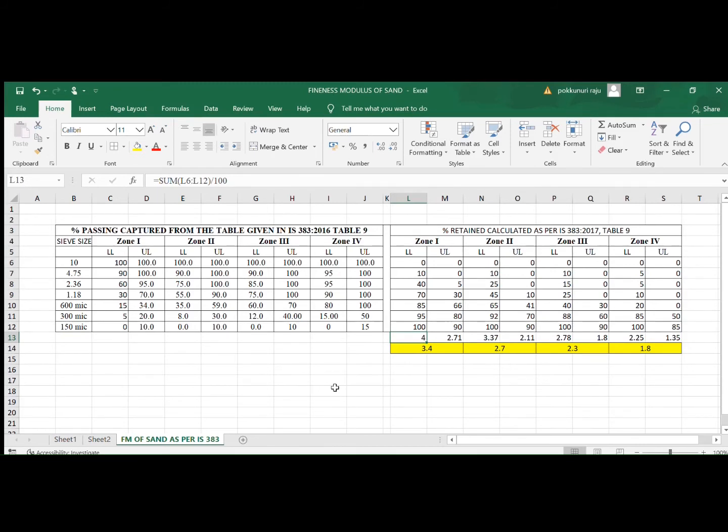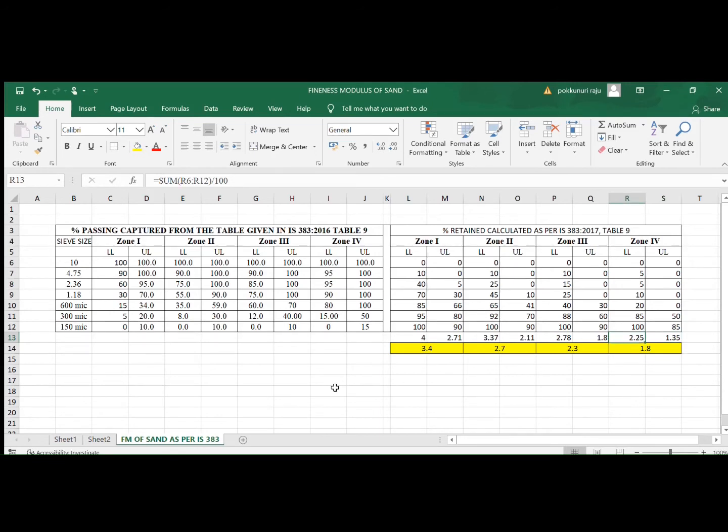Similarly, the fineness modulus for zone 1 matching the upper limits given in the grading requirement will give a fineness modulus of 2.71. That means for zone 1, the fineness modulus of the sand will vary between 2.71 and 4. For zone 2, the fineness modulus will vary between 2.11 and 3.37. For zone 3, it will range between 1.8 and 2.78, and for zone 4, the fineness modulus will vary between 1.35 and 2.25.